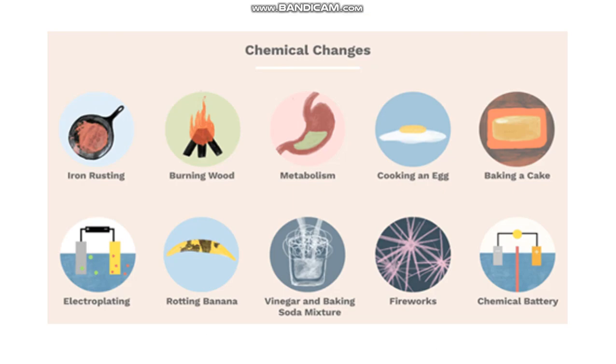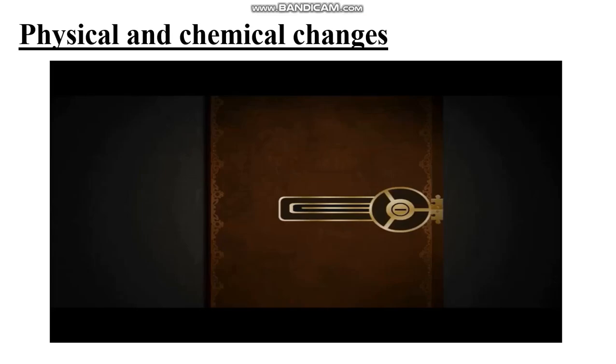You can see the chemical changes: iron rusting, burning wood, metabolism, cooking an egg, baking a cake, rotting banana, vinegar and baking soda mixture, fireworks, chemical battery. These are the chemical changes taking place.